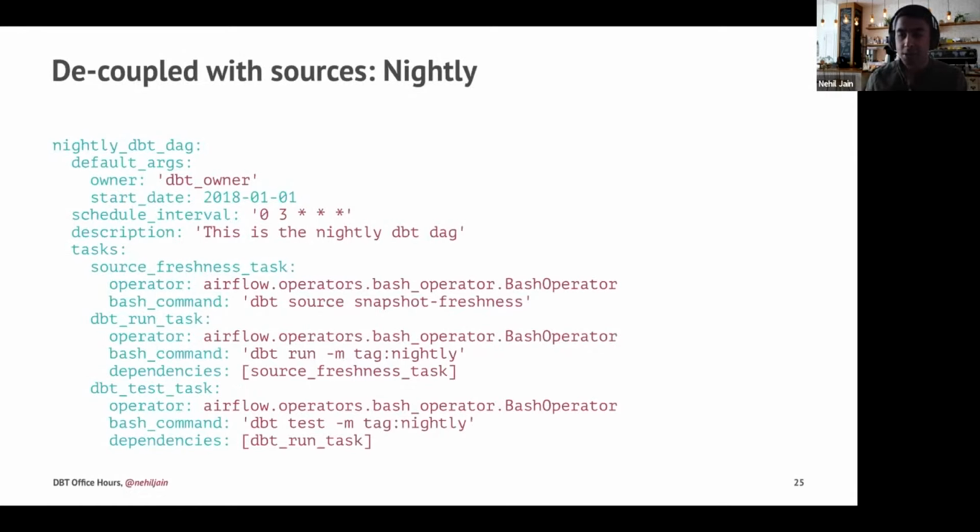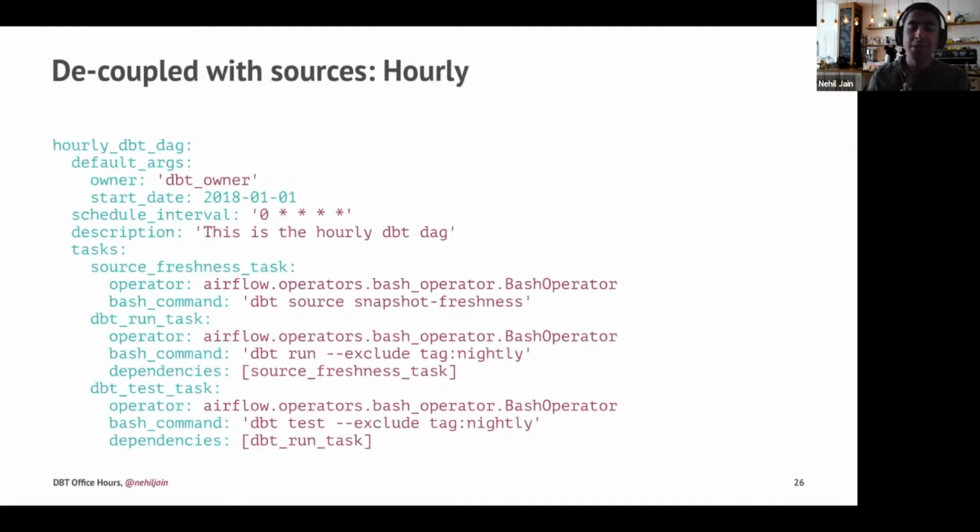And this is great because you can iterate on it. It's very easy to add tags to models and remove them, and hence you can move them from nightly to hourly without touching the configuration of how the runs are running. And yeah, so this is fairly easy. And hourly is very similar, except we just exclude everything nightly, and that is hourly.